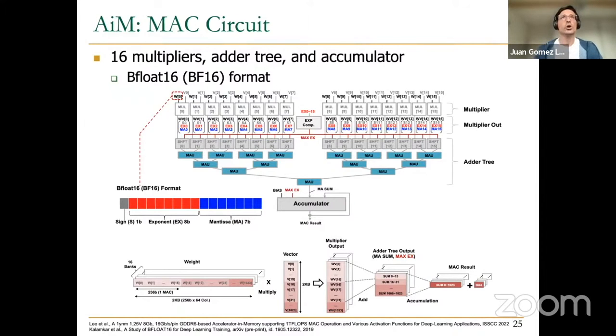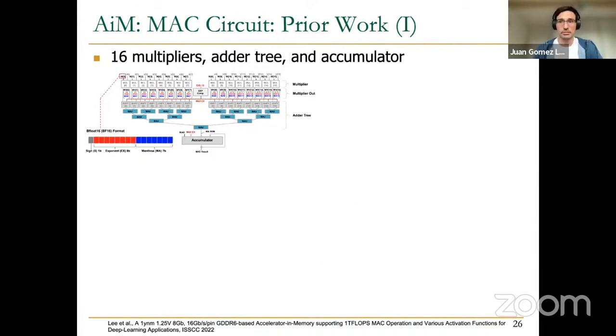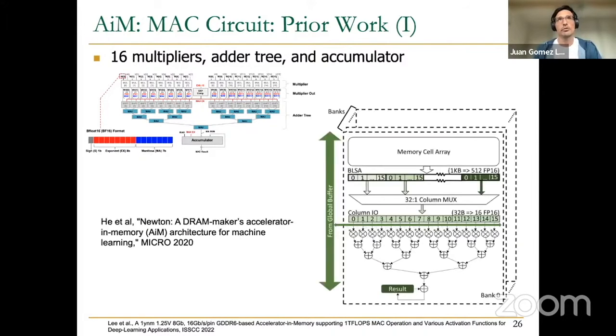very briefly talk about prior work that has been proposed, like similar circuits for the MAC operation. This one is Newton, a paper that was published in MICRO 2020. As you can see, it's a very similar organization. The memory cell array is accessed by this column multiplexer. 16 different values are obtained from the memory cell array, representing the weights, as you already know, while the vector is coming from a global buffer, same as in the AiM architecture that we are presenting today.